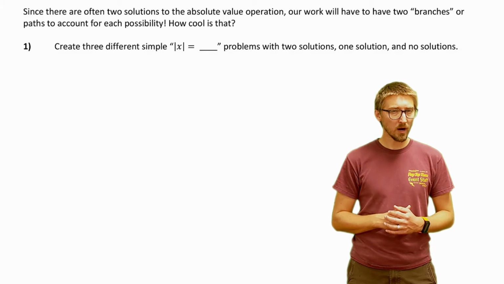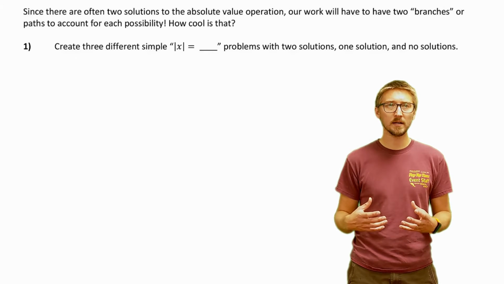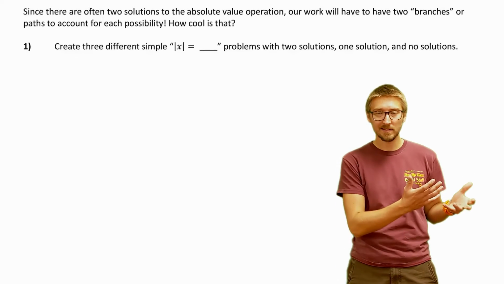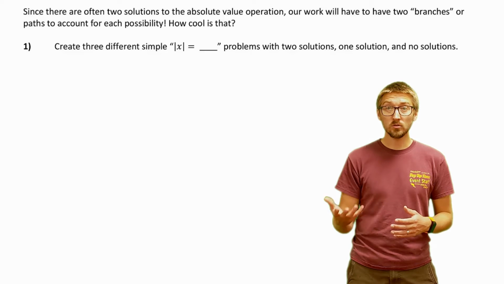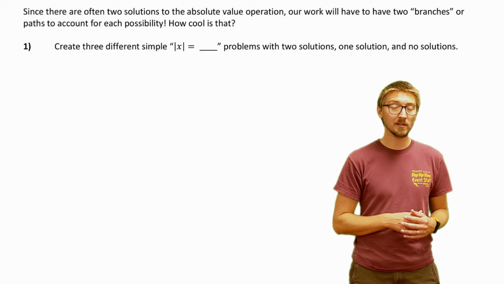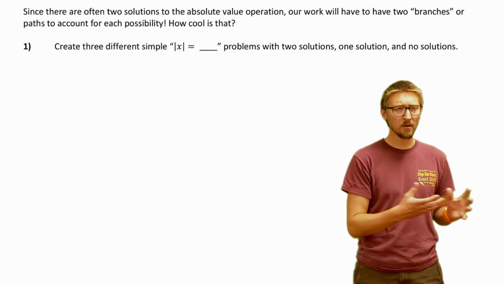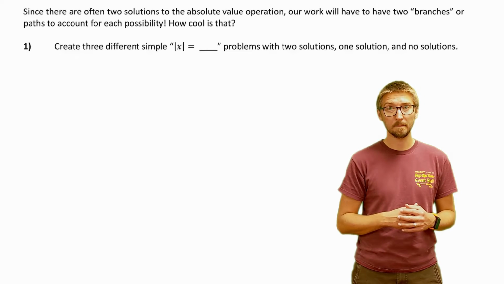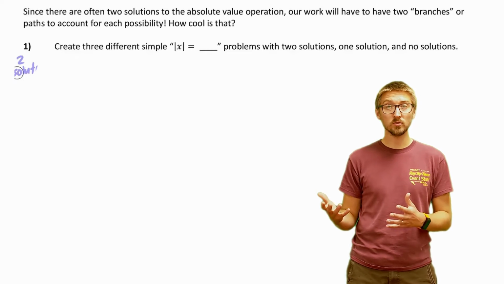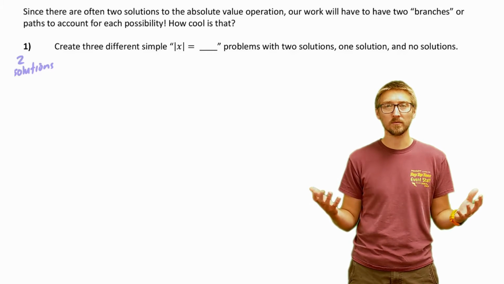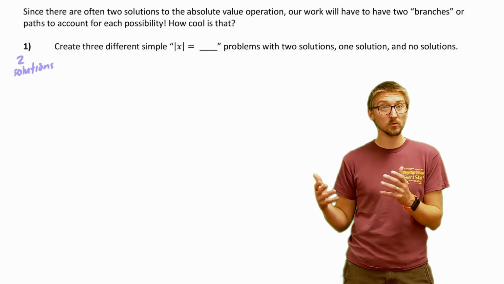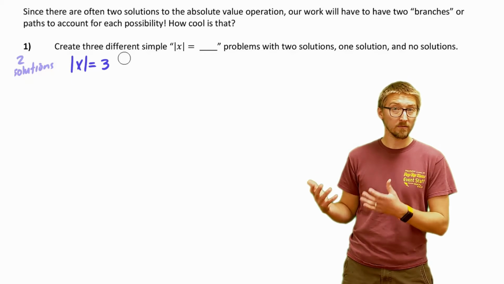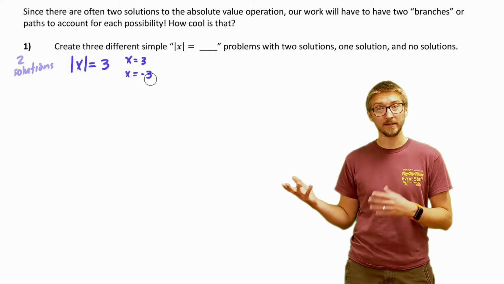If we look at the first problem, we want you guys to create some simple problems, meaning like the absolute value of x equals something, that has two solutions, one solution, and then no solutions. How are these different situations set up? How are they similar or unique? So the first situation of two solutions, we've already done a couple of those. So we can have the absolute value of x equals any number. So maybe we'll just choose 3, so that values for x that would satisfy this would be 3 and -3, two different possibilities.